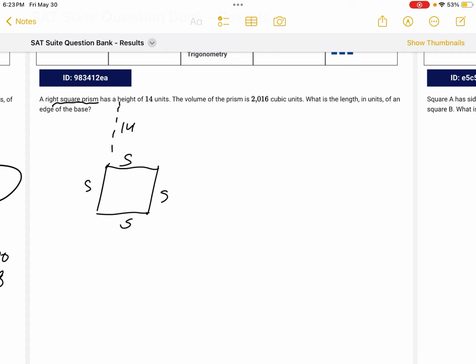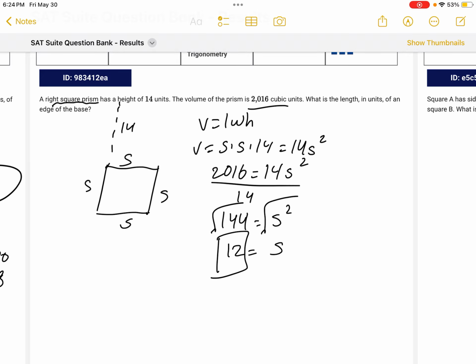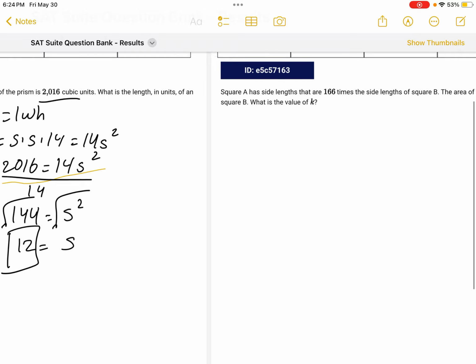So clearly the volume of this prism will be length times width times height, which will be s times s times 14, or 14 s squared. We're told what the volume is. It's 2016. So we can equate the two expressions. 2016 equals 14 s squared. Divide by 14 on both sides, you get 144 is equal to s squared. Take the square root on both sides. You get 12 is equal to s. So that's the length of an edge of the base. Okay, let's keep going.